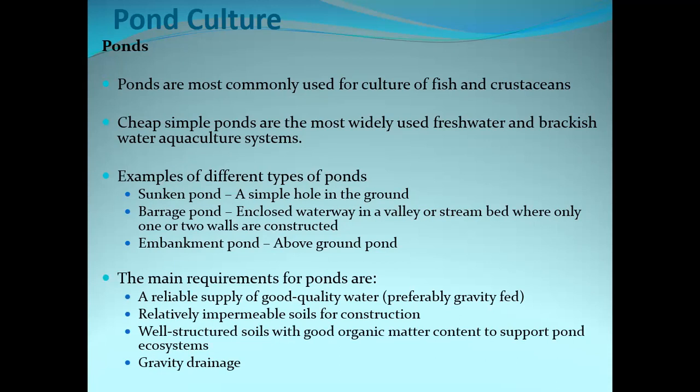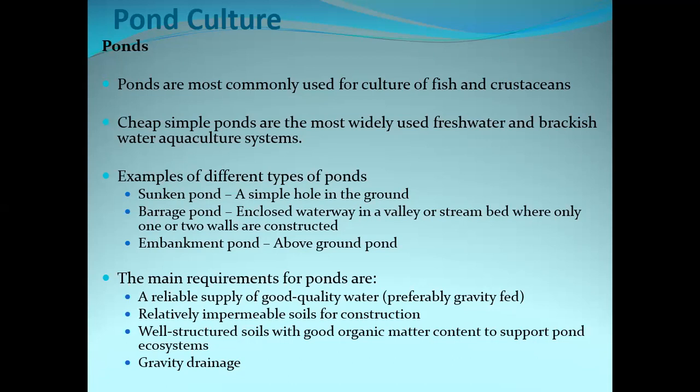Yeah, because you want to have soil which is relatively impermeable. So when you construct that pond, it will retain the water. Yeah. So well structured soils with good organic matter content to support pond ecosystems is also a good requirement for ponds, right? Because they need organic matter.